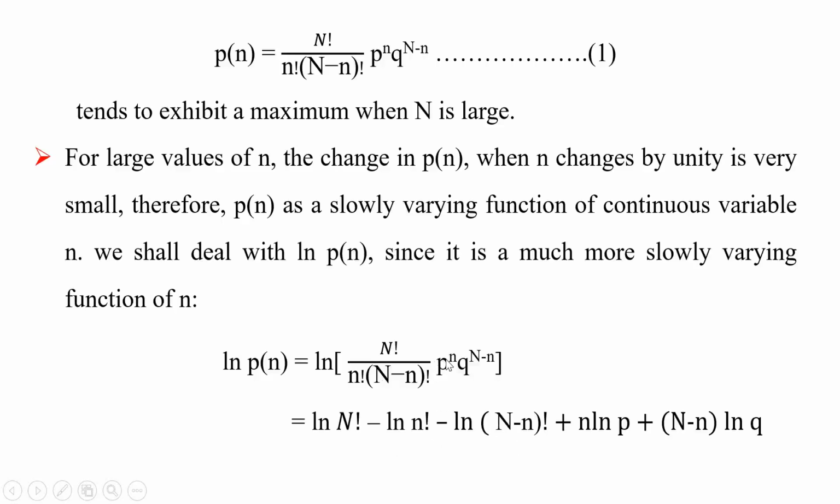The power terms become products, so the exponent comes first: n ln p, and similarly this quantity is written as (capital N minus small n) ln q.